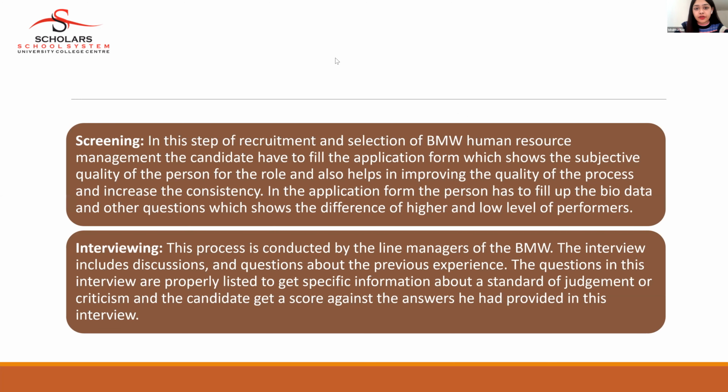So after the interview process, they do a screening step in the recruitment and selection process, where the candidate has to fill in an application form, which shows the subjective quality of the person based on their thoughts and abilities. Some aptitude tests also help the human resource management understand how they will be able to cope in any sort of adverse situation. Even that process is continued in the interview process.